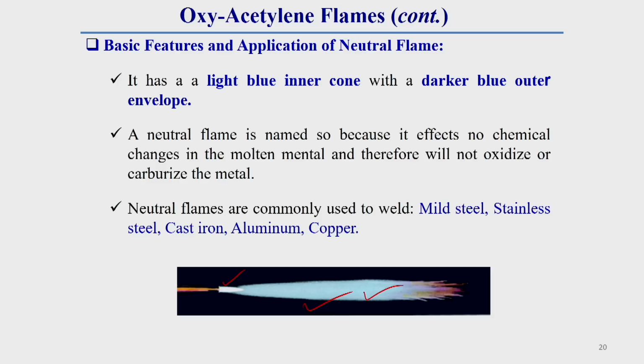A neutral flame is named so because it affects no chemical changes in the molten metal and therefore will not oxidize or carbonize the metal. So, why is it called a neutral flame? Because no chemical changes occur in the molten metal by using this flame. Neutral flame has wide application. It is generally used in mild steel, stainless steel, cast iron, aluminum, copper. So, it has a lot of applications. We can use this neutral flame on different materials.